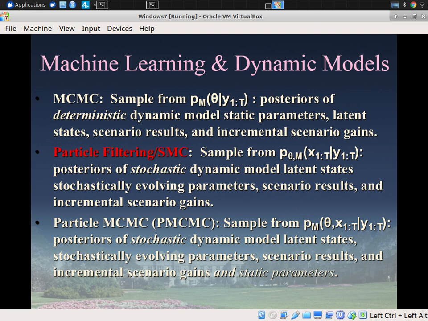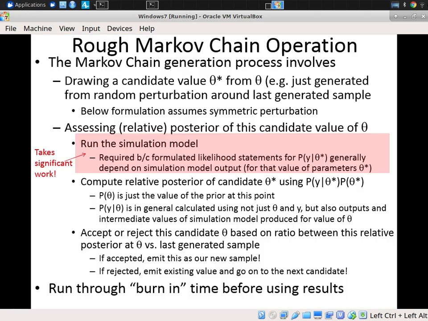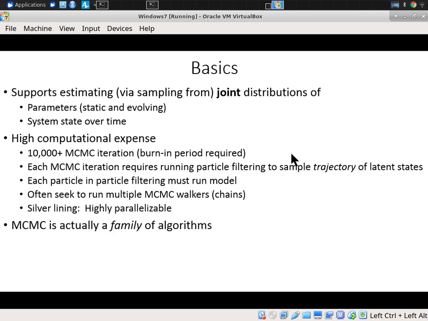Let's see what PMCMC does at a little bit of a closer level. Okay, so we're going to switch to my PMCMC slides here.